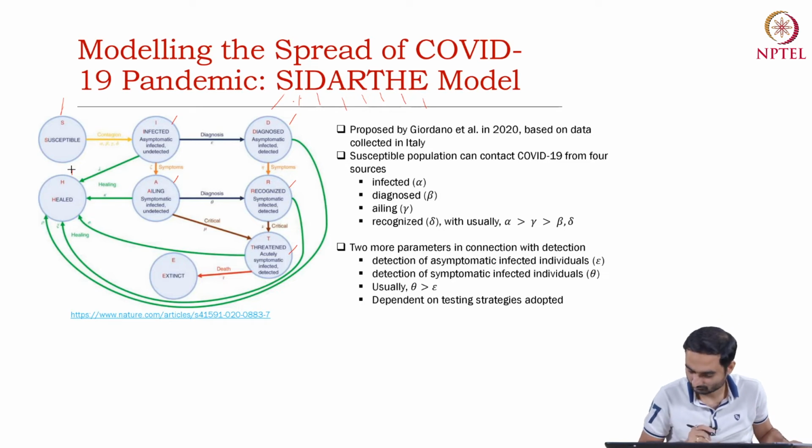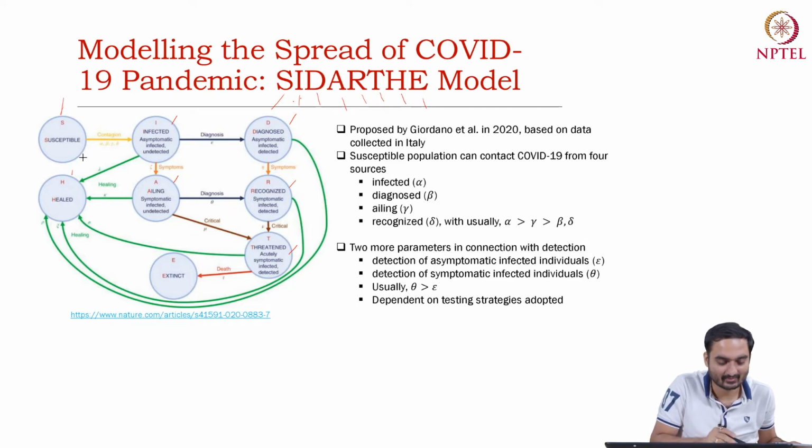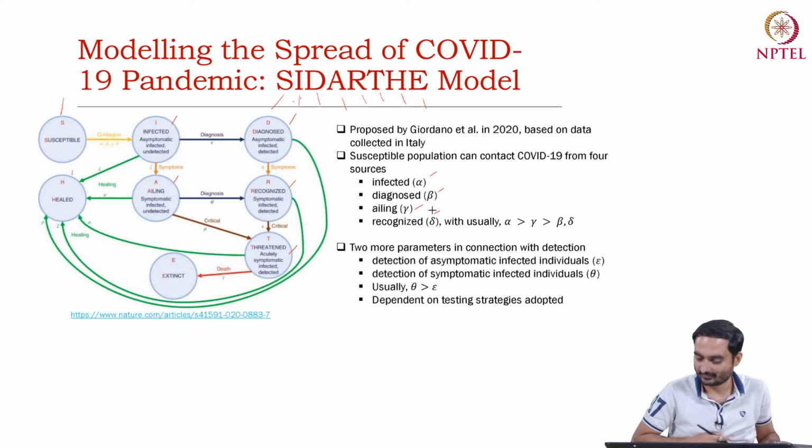So, lots of states, lots of parameters. From the susceptible state we can move to the infected state. We have different probabilities: alpha, beta and gamma. Alpha is the infected probability, beta is the diagnosed probability, the ailing is the illness probability, and delta is the recognized probability.